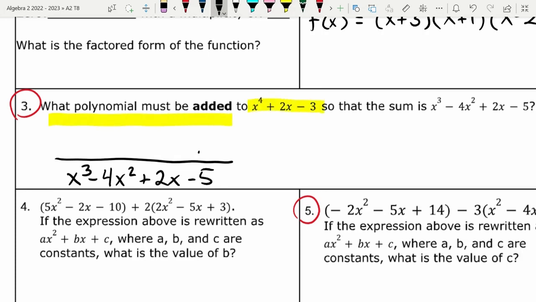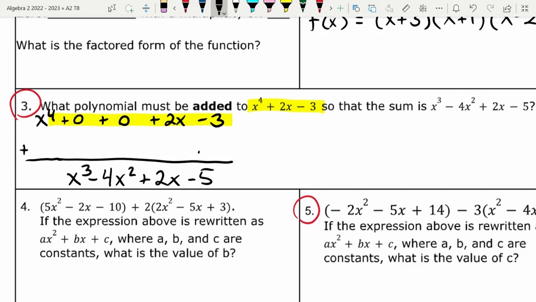Okay, but we need everything to match up. So the minus 3 we're going to put above the minus 5. The plus 2x we're going to put above the 2x. And then the x to the 4 needs to go all the way over here, because in our original equation, we don't have anything x to the 4. Okay, and the way we think about this is this one has some zeros where x to the 3rd would be and where x squared would be, since we don't have any x to the 3rd or x squared terms.